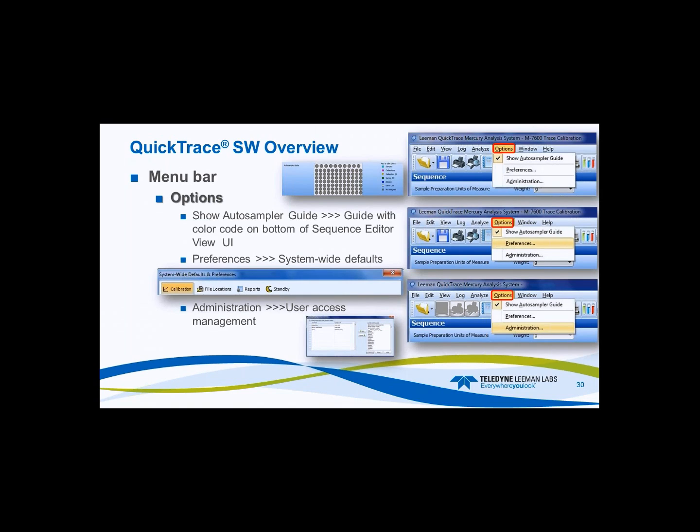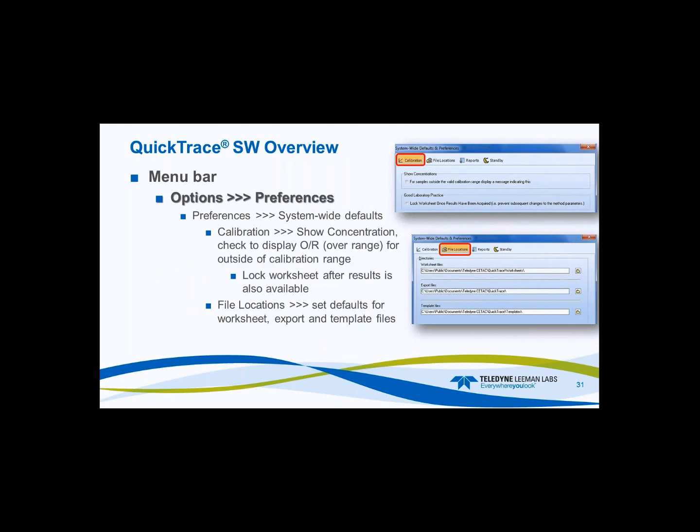And then also you have preferences. Preferences is a system-wide defaults, and under there you have calibration, file, location, report, and standby. And then you also have administration. So administration is user access management, where you can define certain rights for certain users within the software. So we're going to start on preferences real quick. So again, this is system-wide defaults.